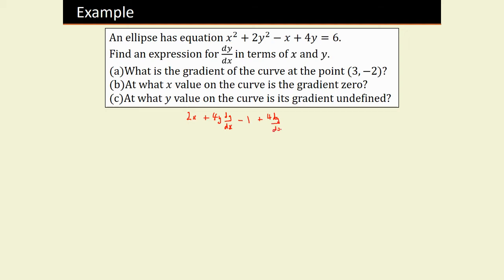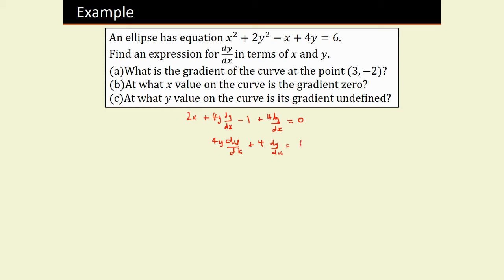The 6 on the right-hand side, again, is a constant, differentiates to 0. All right, so we need to just rearrange that so that it says what dy by dx is, because that's what we're asked to do first of all. So we'll take the 1 and the 2x onto the other side, and I've got 4y dy by dx plus 4 dy by dx and everything across the other side.